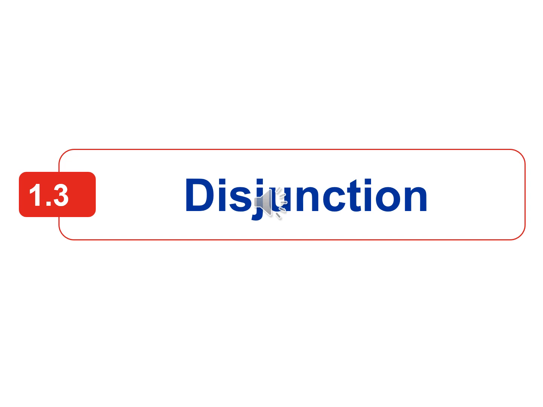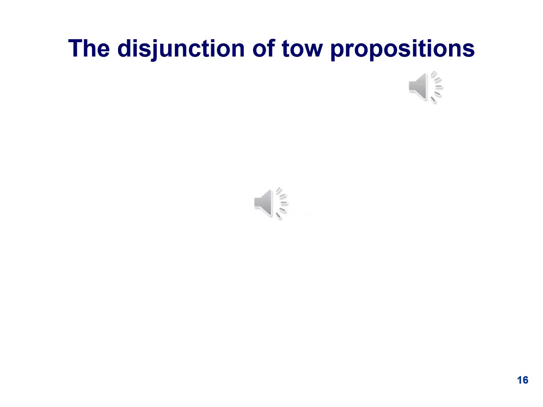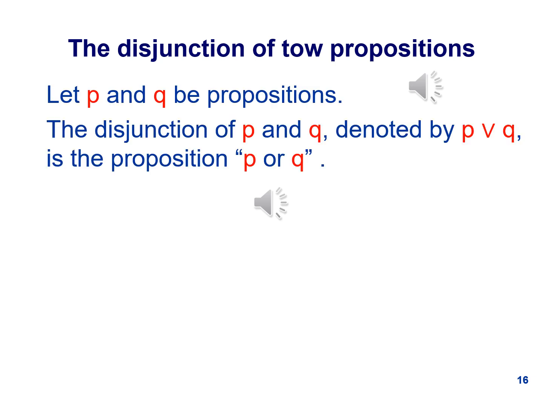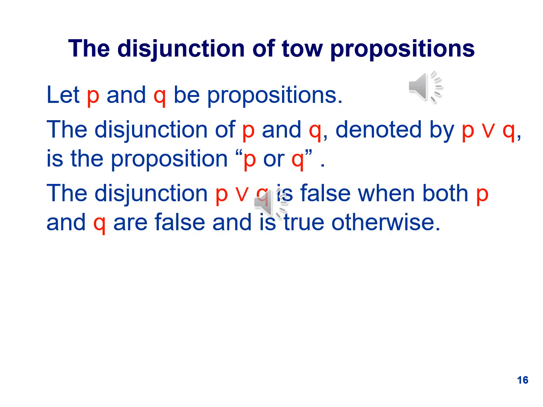Disjunction. The disjunction of two propositions. Let P and Q be propositions. The disjunction of P and Q, denoted by P or Q, is the proposition "P or Q." The disjunction P or Q is false when both P and Q are false and is true otherwise.